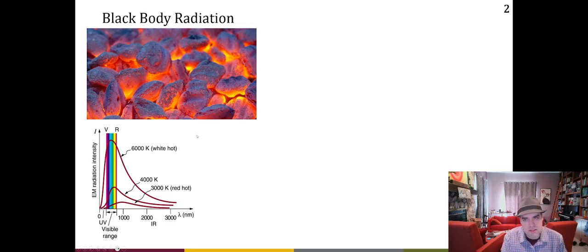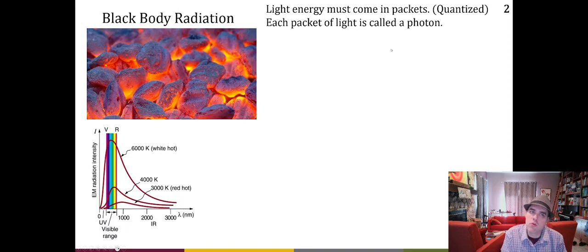So what they discovered was that if you say that light comes in tiny little packets of light rather than a continuous spectrum of energy, it solves this problem and the math will match what our experimental values show. Now, this is called quantization. That light is quantized, and each packet of light is called a photon.